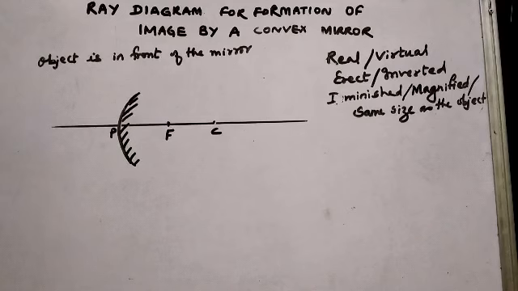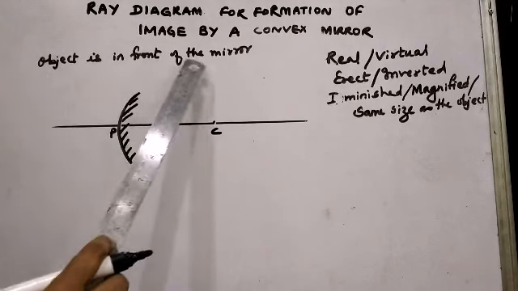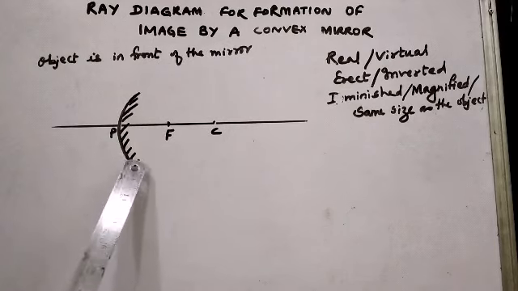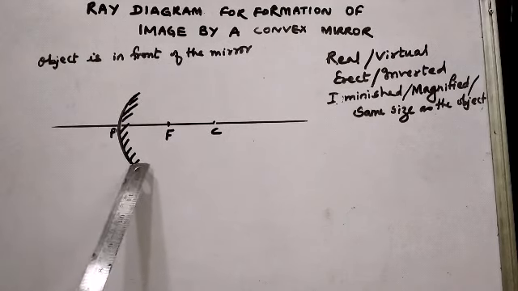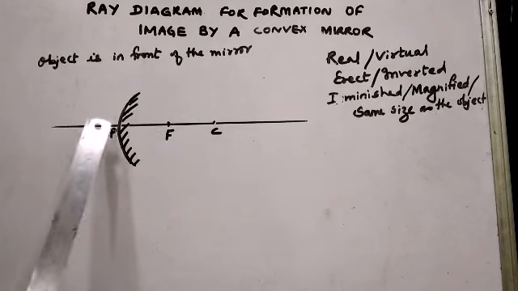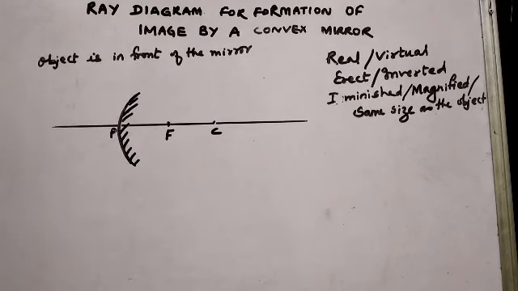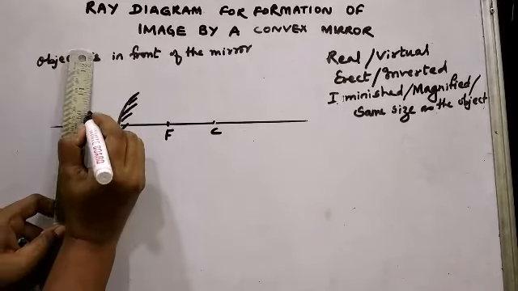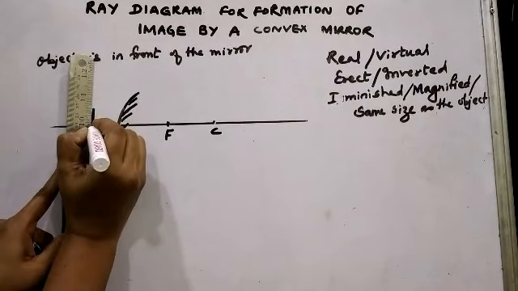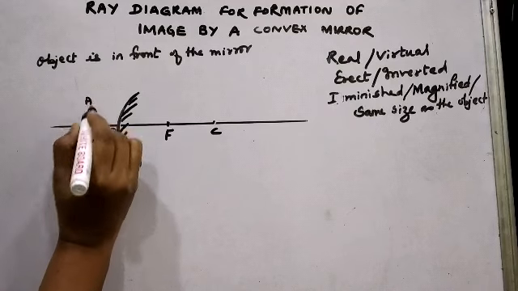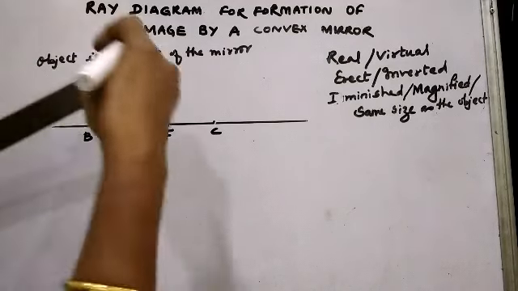For convex mirror, we have only one ray diagram. Object is kept in front of the mirror. So this is a convex mirror where the outer surface is the reflecting surface. Principal axis, the pole of the mirror, the focus and the center of curvature are behind the mirror. So the object is kept in front of the mirror. So I will show object kept in front of the mirror. So I'll name the object as AB.